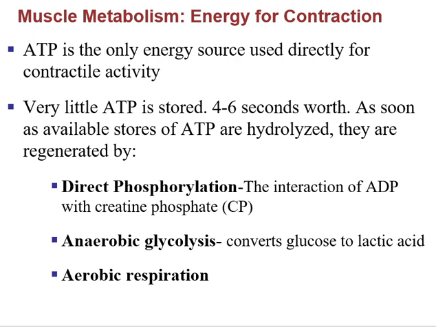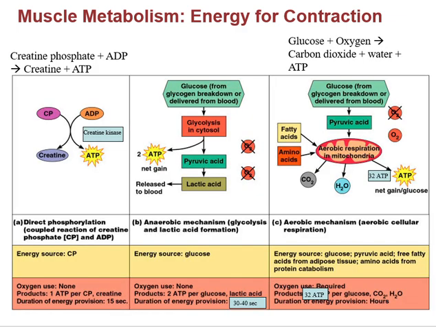Alright, next we're going to look at the processes of muscle metabolism like direct phosphorylation, anaerobic glycolysis, and aerobic respiration. Here you can see an image that shows you those three processes. You have direct phosphorylation, which takes a phosphate from creatine phosphate, adds it to ADP to generate creatine and ATP. This gets us 1 ATP per creatine phosphate, and it only takes about 15 seconds. So if we need ATP quick, this is one method.